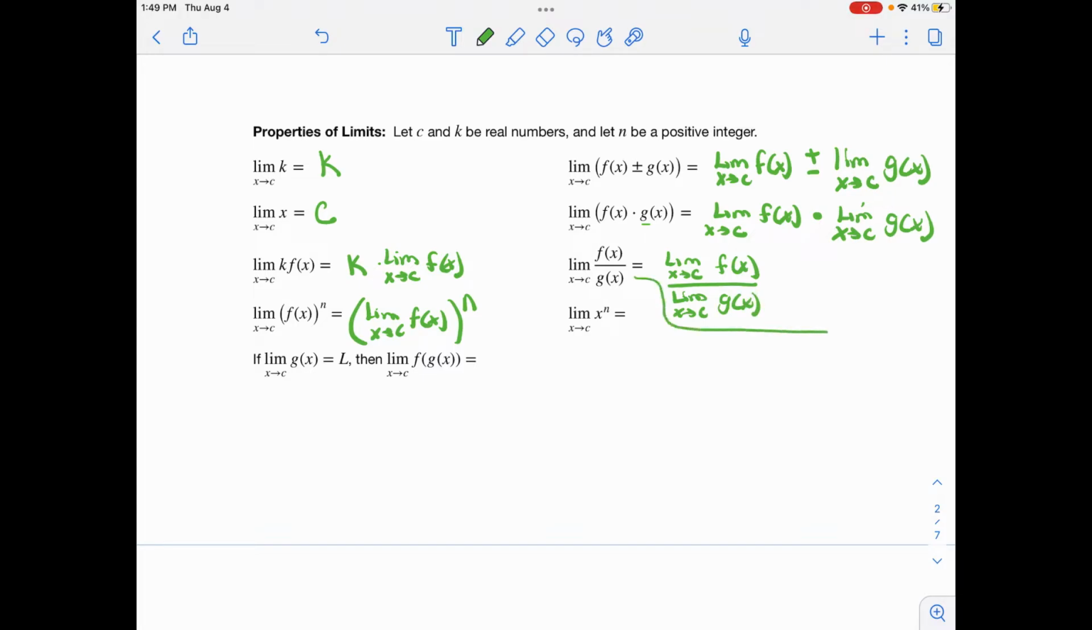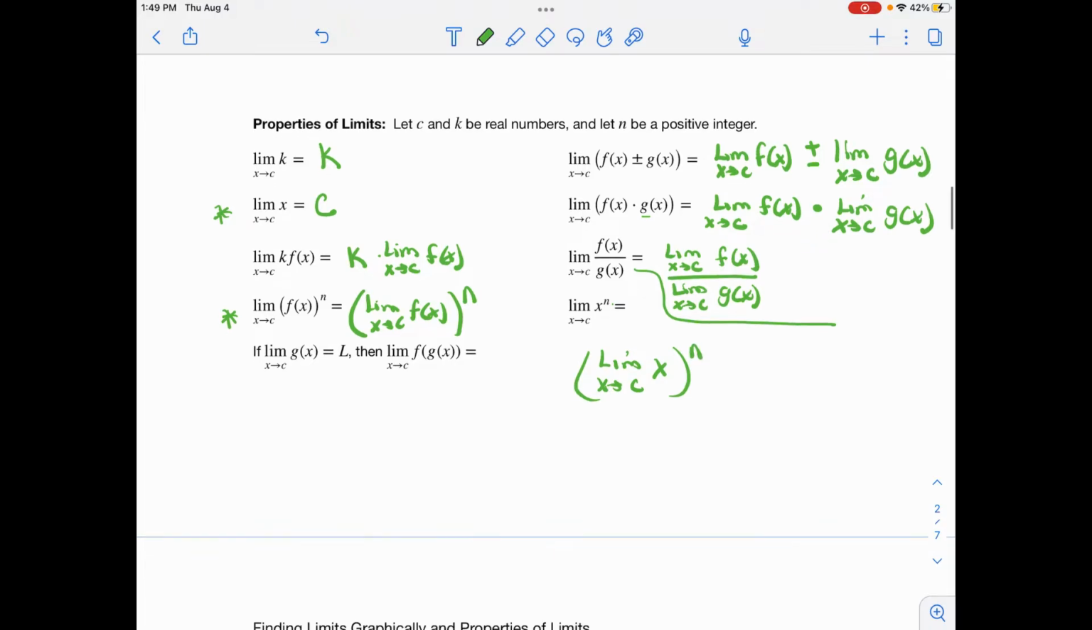Okay. And then the limit as x approaches c of x to the n, well, we're going to put these two properties together, and that becomes the limit as x approaches c of x, and we take that answer raised to n. By our first star there, the limit as x approaches c of x we know to be c, so that has to be c to the n.